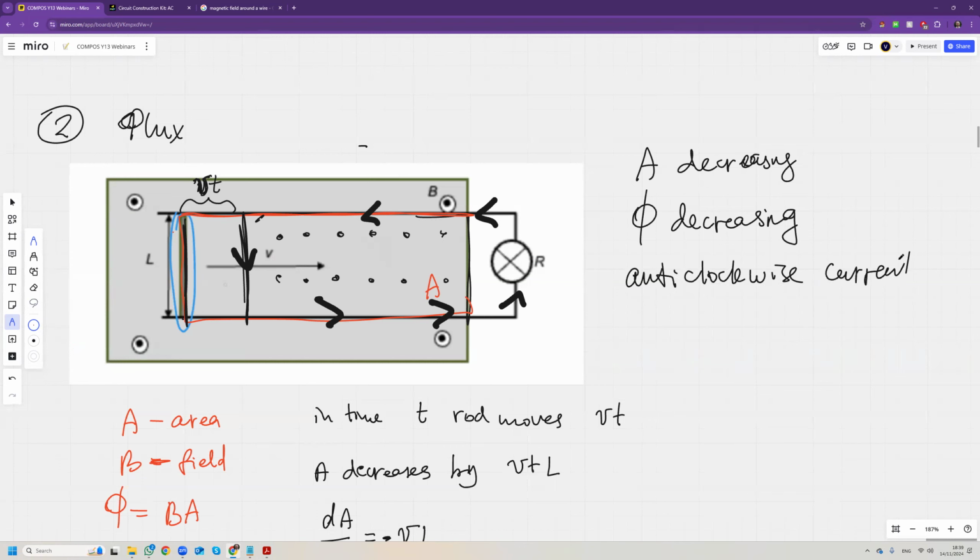At this stage, on a scale of 0 to 10, does everyone understand clearly why the current is anti-clockwise? This is very important. Yes or no? Do you understand why the current is anti-clockwise? I expect an answer from everyone.